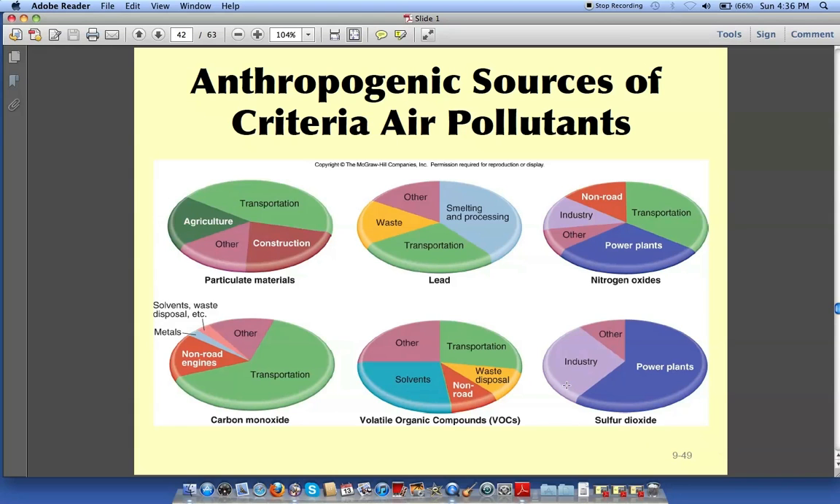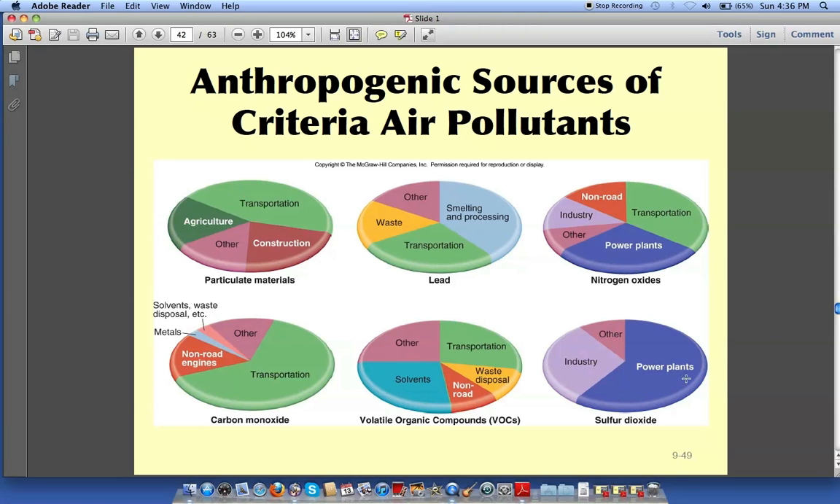What sources are specific pollutants? Who's basically putting those out into the environment? Well, we can look this over and we see that agriculture puts some out there, but we see transportation in 5 out of the 6 of these. You see that there? Okay, transportation, the big one.